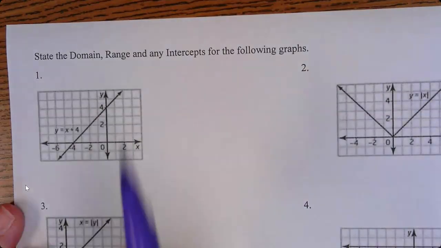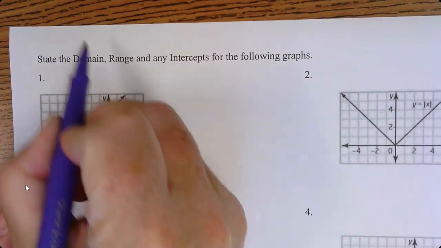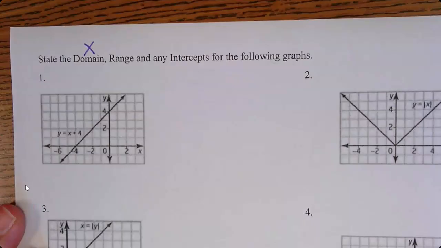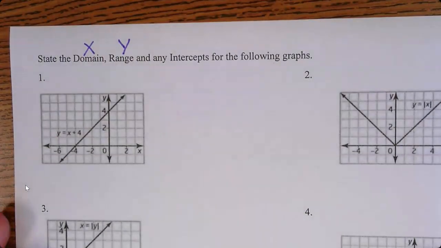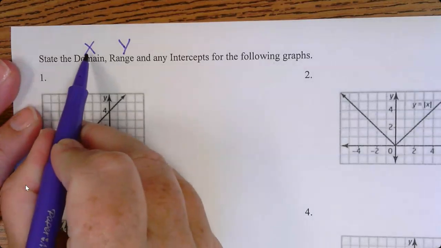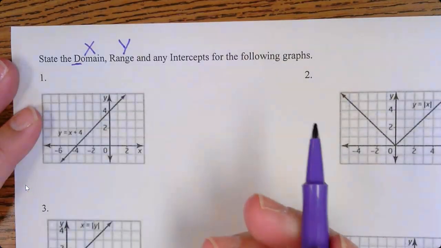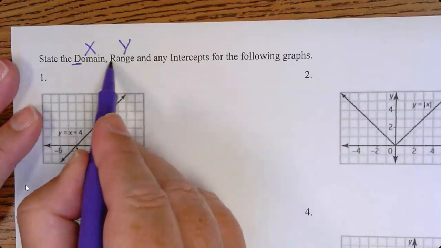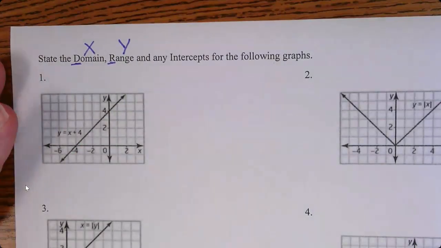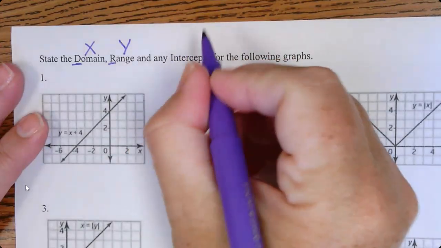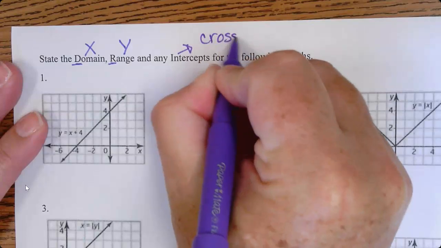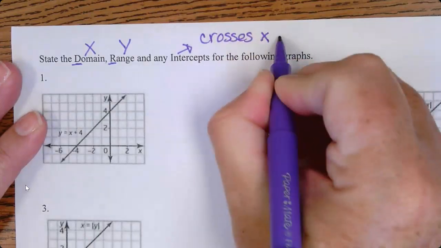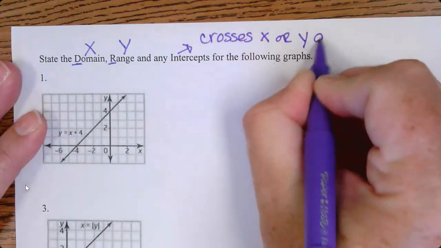Okay, so big thing, remember, domain is always your X value. Range is always your Y, and the good reminder is that X is alphabetically first, D is alphabetically first. Same with Y and range. They're both seconds. Intercepts, we're going to look for both X and Y. Crosses the X or Y axis.